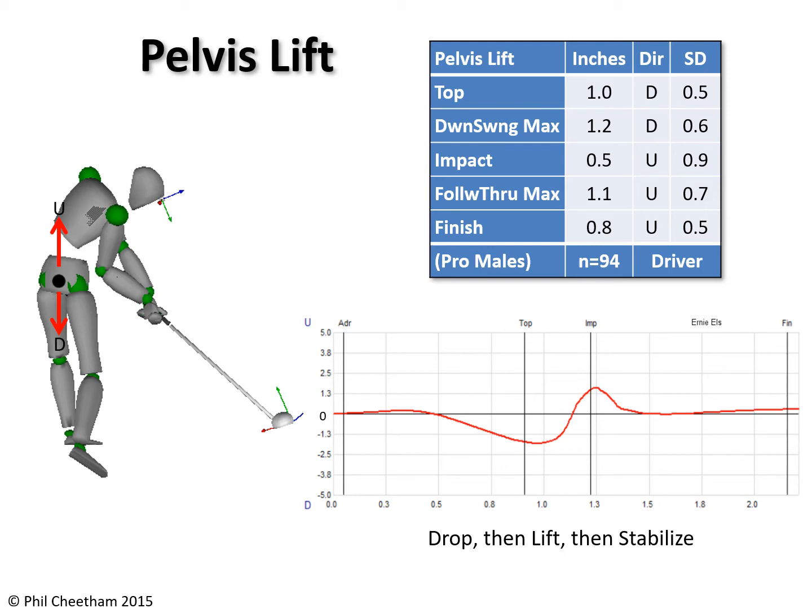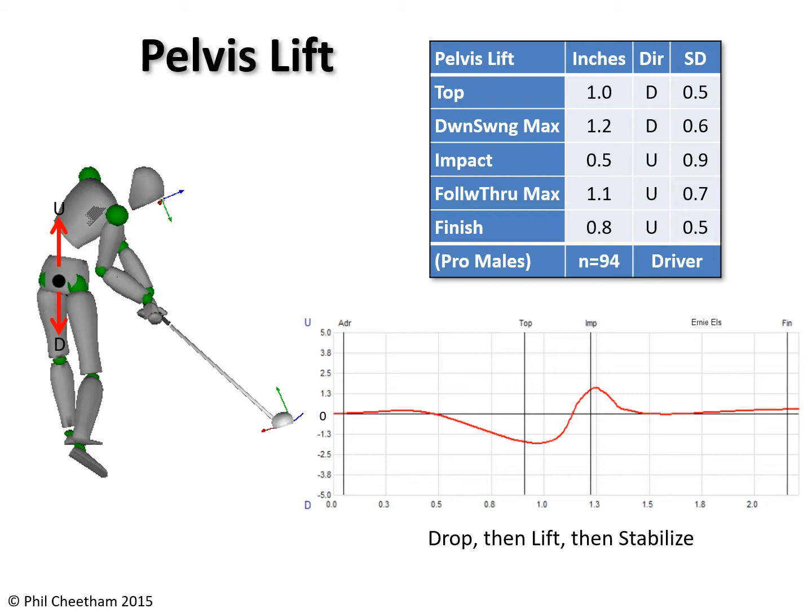This slide shows a typical tour player's graph of pelvis lift with a driver and a table with values from our tour database. This is from 94 male tour players that were on either the PGA Tour or the European Tour. In the graph, the vertical axis is pelvis lift and drop in inches.